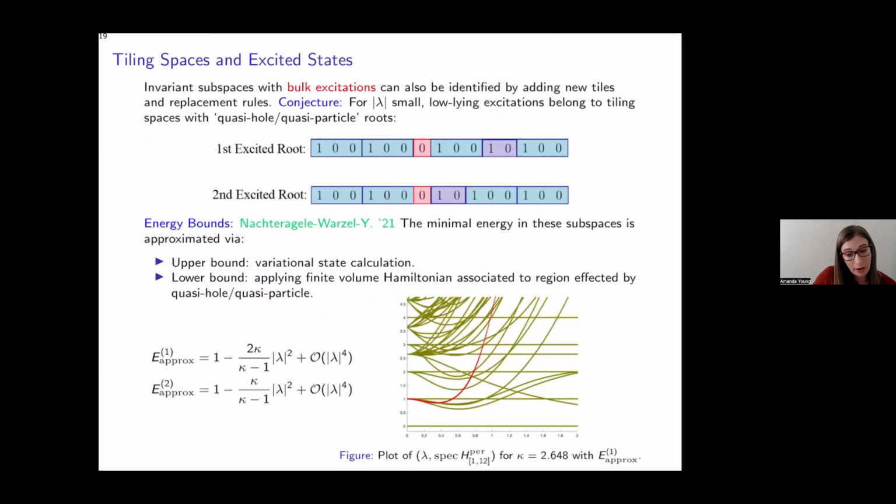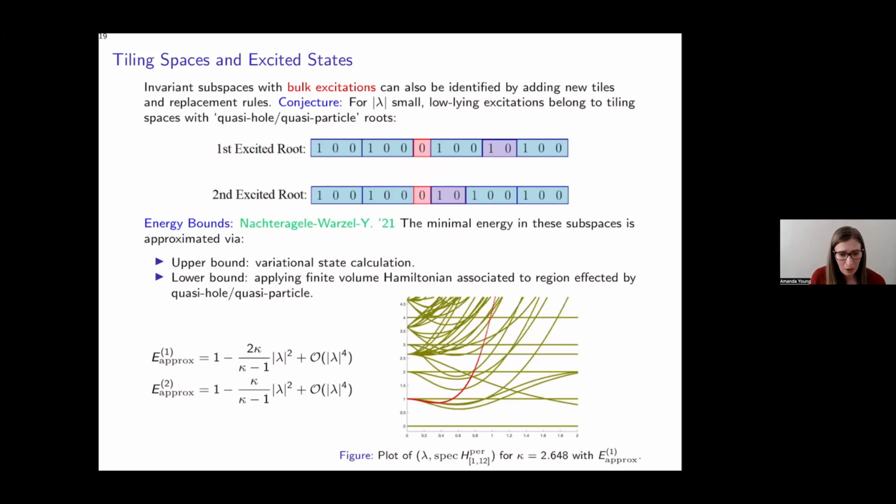And let me just say really quickly that we also have some conjectures about where the excited states live. The idea is to create a bulk excitation that belongs to a tiling space generated by a quasi-hole, quasi-particle pair, where more or less what you do is you take this dimer tile, you cut off the 0 at the end, and then you flip where the 0 and where the truncated monomer live. And so you can place these somewhere in the bulk of your volume. You haven't changed the overall filling of the state. You just changed where the ones and the zeros are located. And you could once again introduce some additional tiles and replacement rules to generate an invariant subspace of the Hamiltonian.